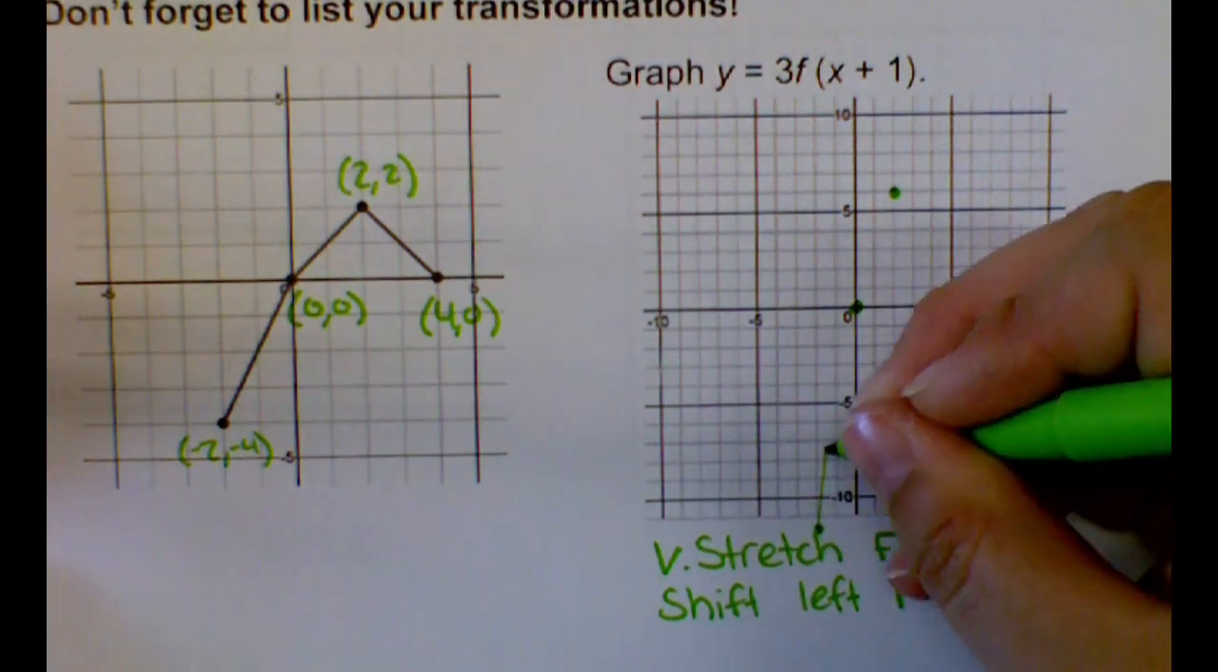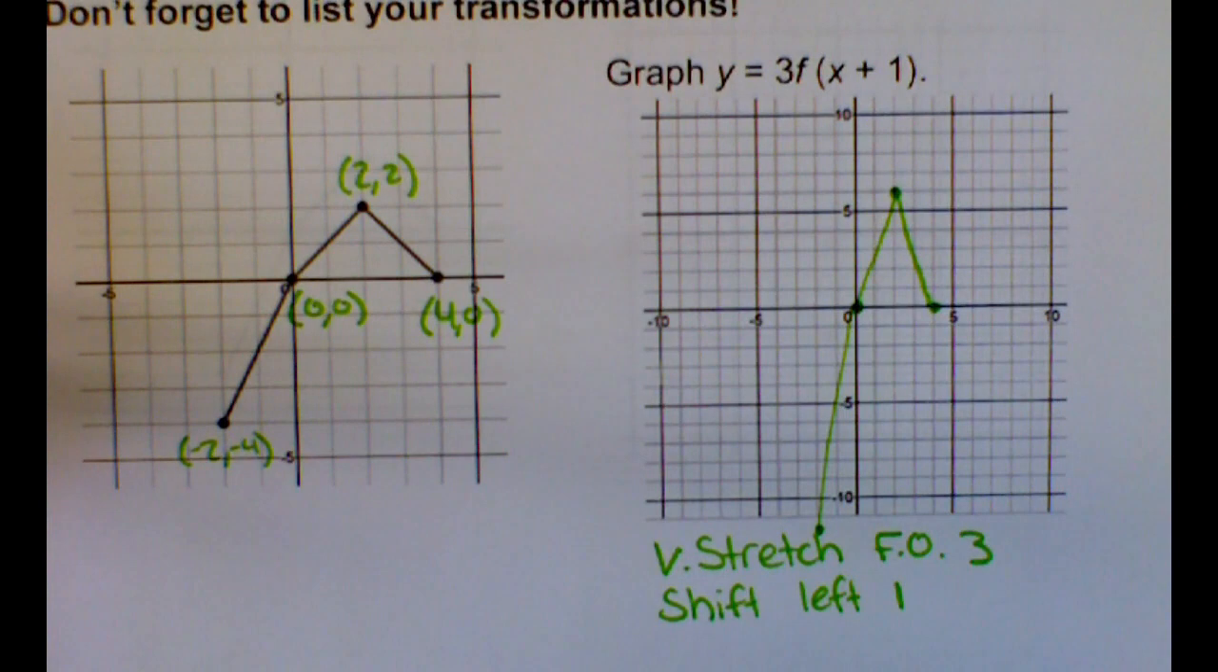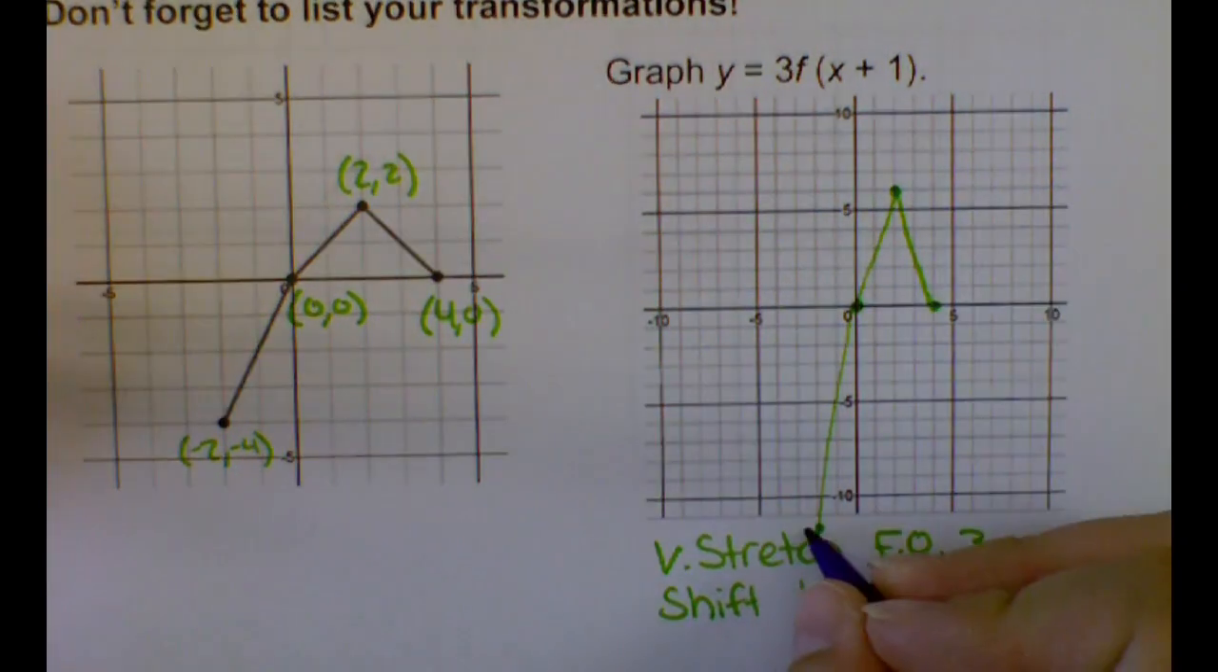So right now, my function looks something like that. Now let's shift everything left 1. I'll just take those 4 points I just made and shift them left 1.